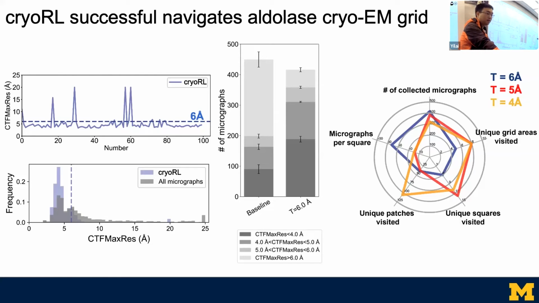So we can see here that a lower t value, which means a more strict reward table, will encourage the policy to collect fewer micrographs per square, and it'll encourage the policy to explore more across the squares. So it'll visit a lot more unique patches, a lot more squares, and a lot more grid areas. And because it wastes a lot of time during the searching, during moving the scope to a different area, it'll result in collecting lower micrograph numbers in total.